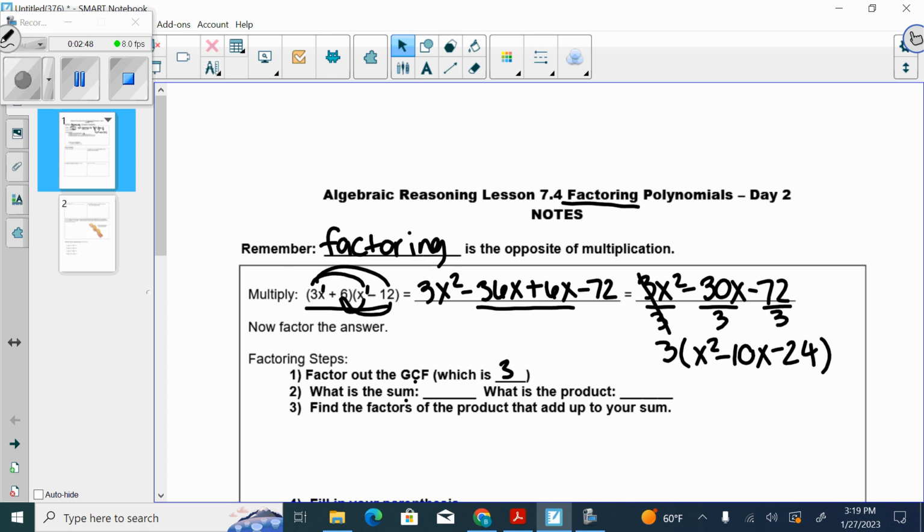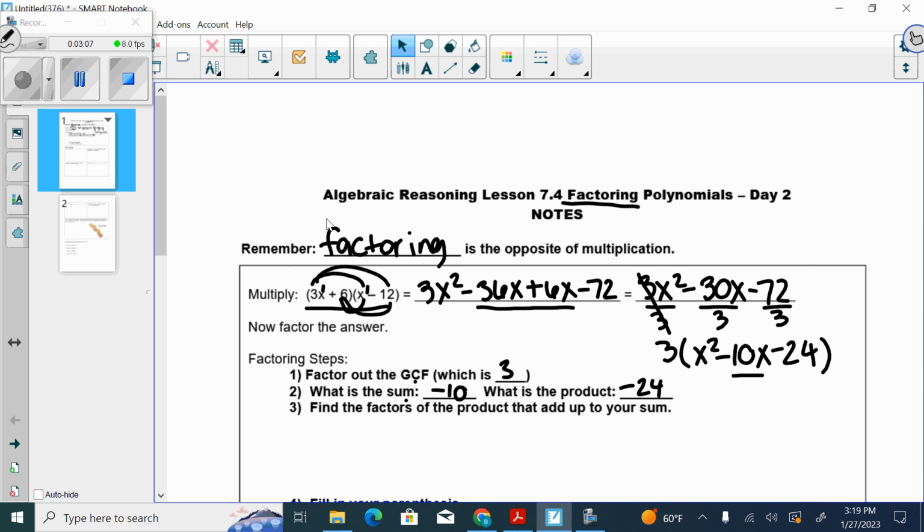Okay, so I factored out my GCF. Remember, then we ask ourselves, what is the sum? Where is the sum supposed to be? The middle. So what's our sum? Negative 10. Right. Okay, and then they also ask for the product. What's our product? Negative 24. Very good.